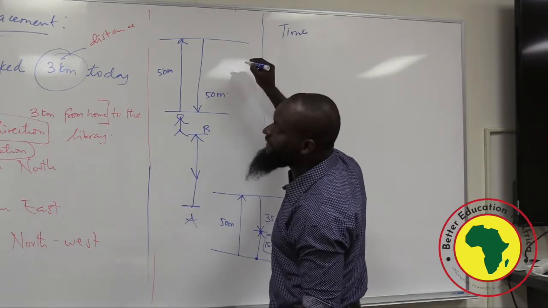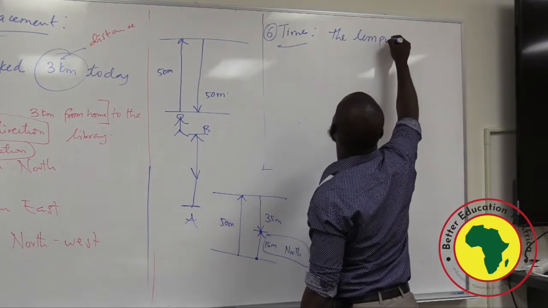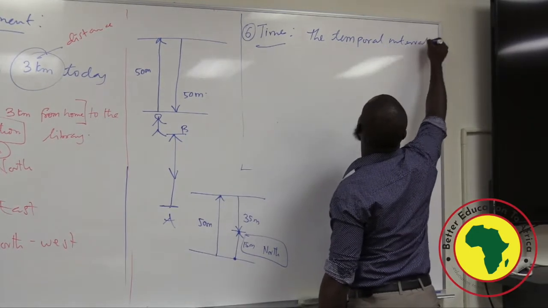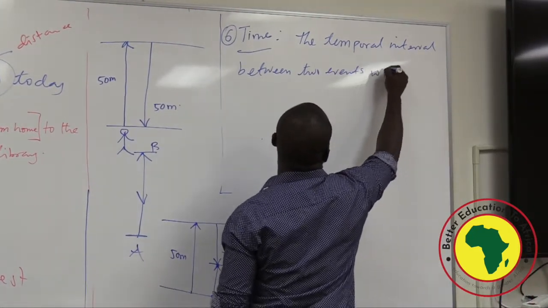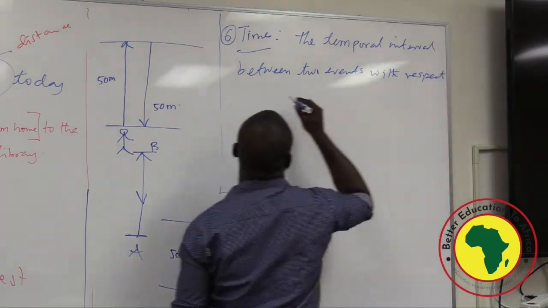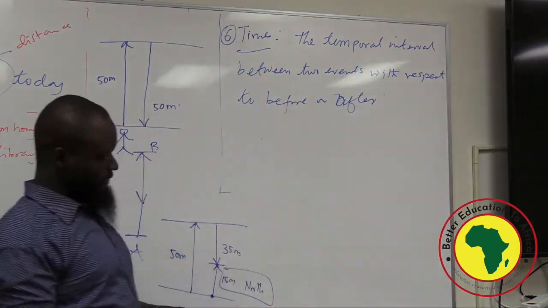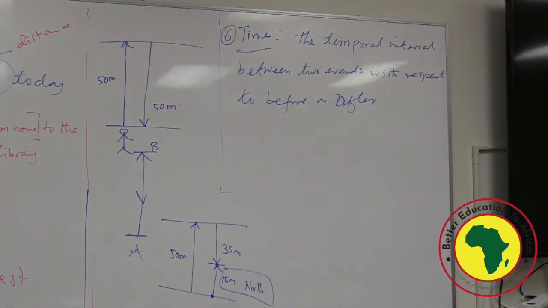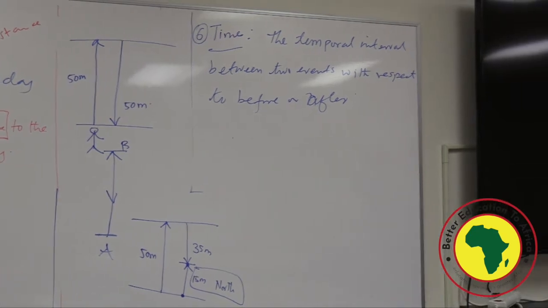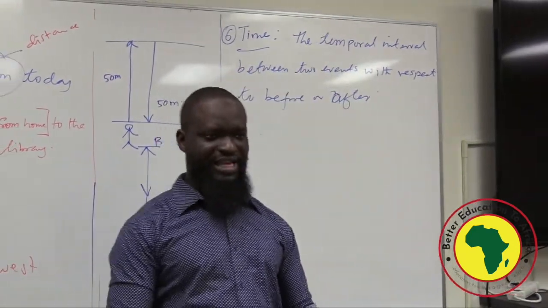So that is definition number 6, I guess. Time is defined as the temporal interval between two events with respect to before or after. So you're talking about a temporal interval between two events. Something happened, or when did this person die? Before this person was born, with respect to before or after, okay? Past six, before six, after six. That's the simple definition of time.